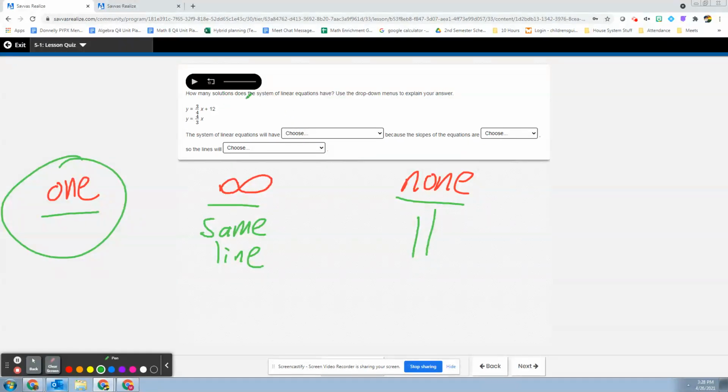So this one here says, how many solutions does the system of linear equations have? Use the drop-down menu to explain. Here we have y equals 3/4 x and y equals 4/3 x. So our slope is not the same, so they're not parallel.